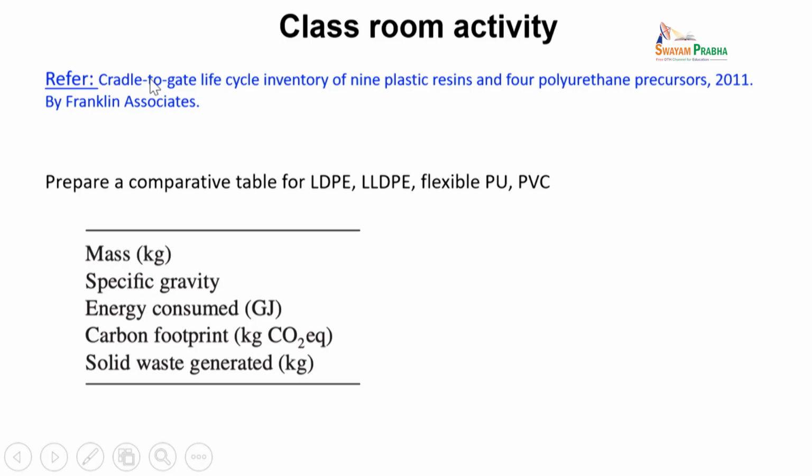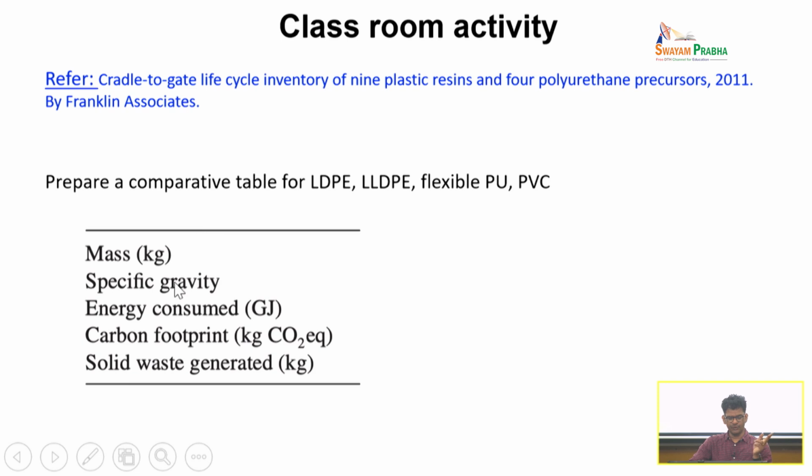Now I want to ask you to do an activity. This paper is available online to download. I have shown some data for PET. It also shows data for LDPE, LLDPE. That means low density polyethylene and linear low density polyethylene. And polyurethane, they have two, flexible foam and rigid foam, and PVC also they have.